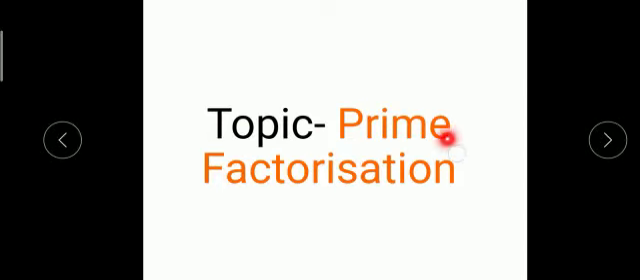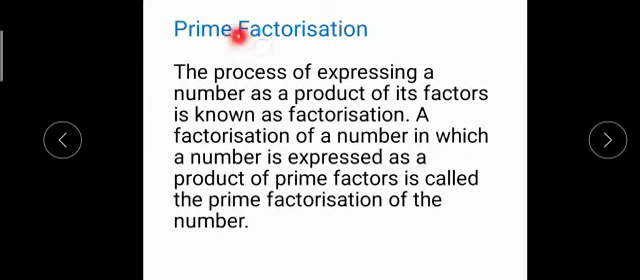Today we will do the topic prime factorization. So what is prime factorization? The process of expressing a number as a product of its factors is known as factorization. A factorization of a number in which a number is expressed as a product of prime factors is called the prime factorization of the number.